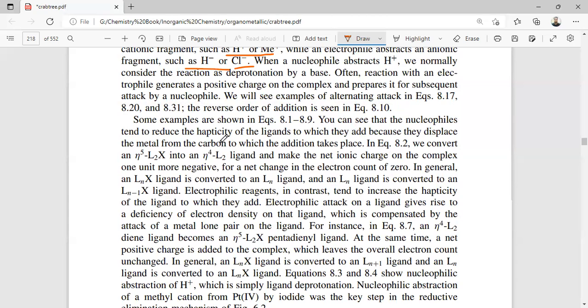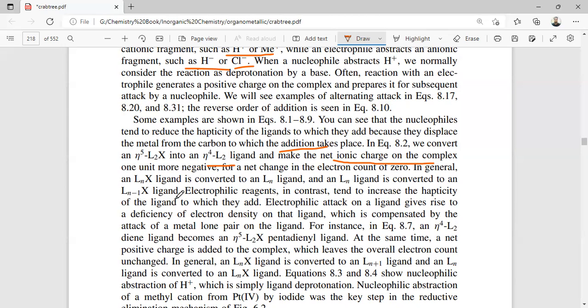So that means nucleophiles tend to reduce the hapticity of the ligand. Because they displace the metal from the carbon, nucleophilic addition takes place, and we convert the eta 5 L2X into an eta 4 ligand and make the net ionic charge on the complex one unit negative. So the net change in the electron count is 0.